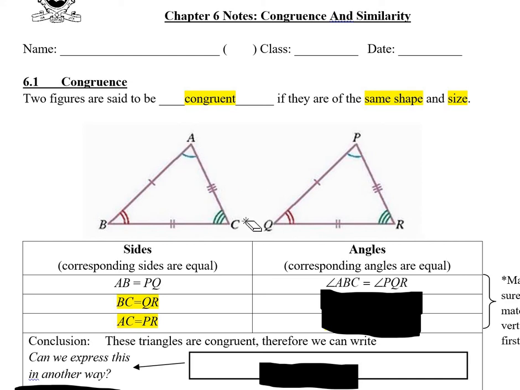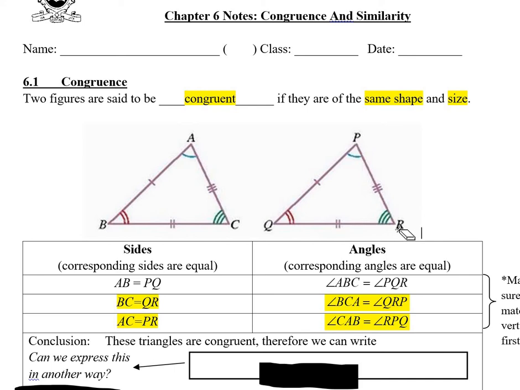And take some time to pause the video again and try to identify two other pairs of angles which are equal. So the second pair of angles which are equal will be, let me show you here, angle BCA, which is the green lines. Angle BCA is equal to angle QRP. And the last pair will be angle CAB, which is equal to angle RPQ over here. So just take note of that.